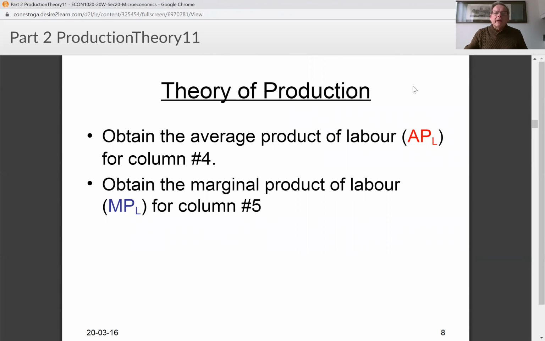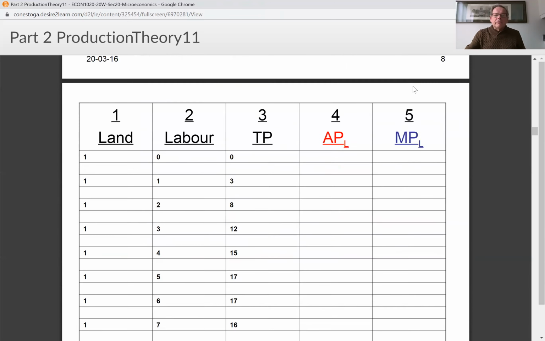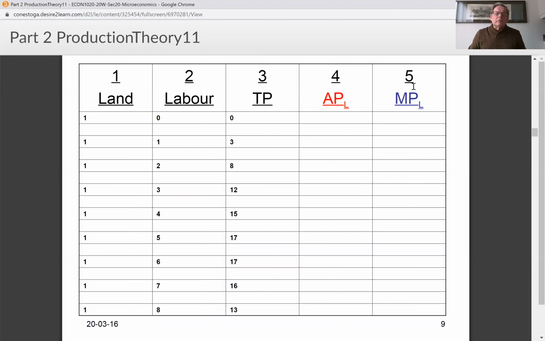So on this, obtain the average product of labor in column 4 in this table and obtain the marginal product in column number 5. So here is our table. We're asking you to calculate the average product of labor, and the average product of labor is going to be the total output divided by labor, and the marginal change is going to be the change in total product divided by the change in labor, and it's going to be recorded in the middle.